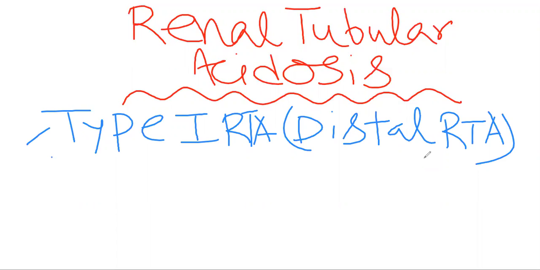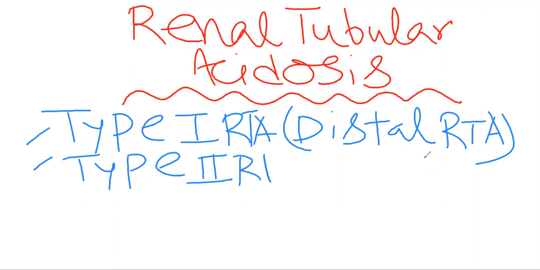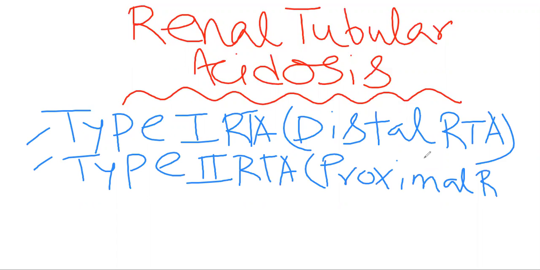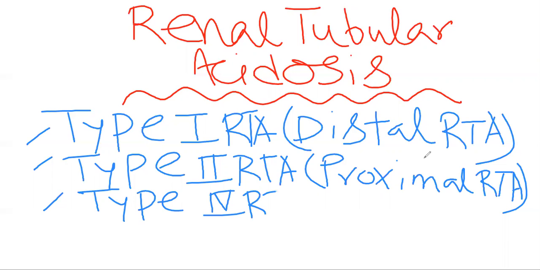Next is type 2 renal tubular acidosis, which is also known as proximal RTA, because it is due to disturbance in the proximal part of the nephron. Third is type 4 renal tubular acidosis. It is mainly due to aldosterone deficiency or resistance to the action of aldosterone.